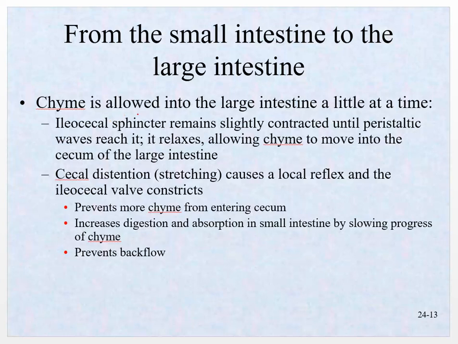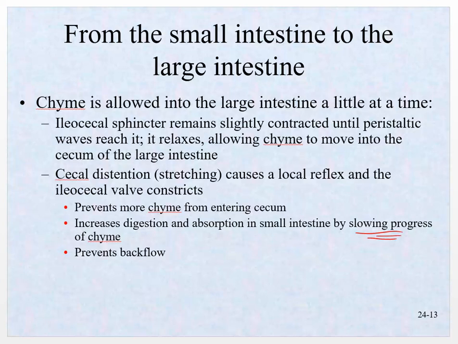Okay, so the ileocecal sphincter remains slightly contracted until peristaltic waves reach it. It relaxes, allowing chyme to move into the cecum of the large intestine. The cecum stretches because chyme got into it, which causes a reflex, and it says close it again, and the ileocecal valve closes again. So you have these peristaltic waves that push food forward, open the valve, the cecum stretches, says close the valve, and it just keeps doing that. That's just how it moves. Okay, so this increases digestion and absorption in the small intestine by slowing the progress of the chyme.